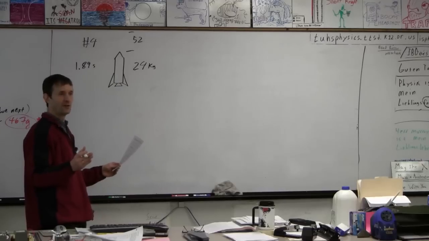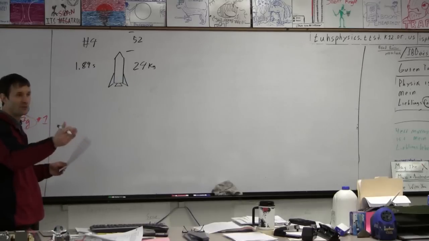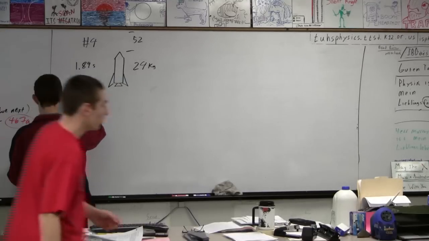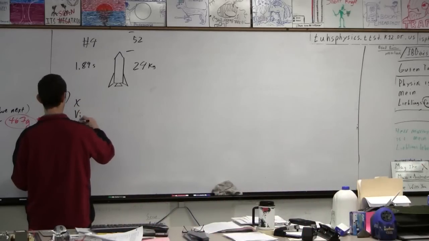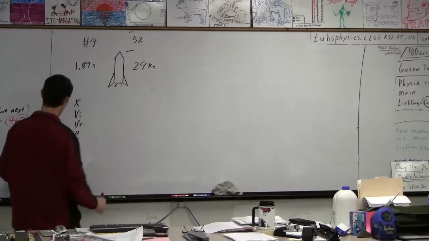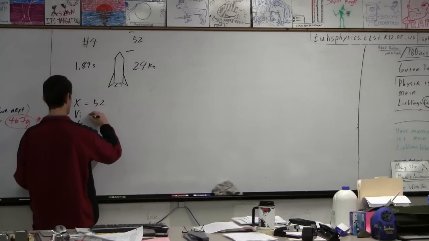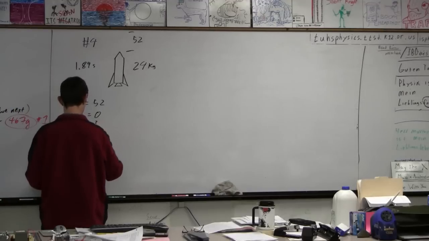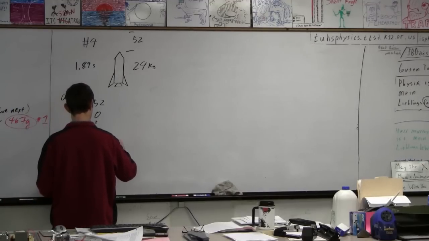Not velocity. You're not going to find velocity. What do we care about? Acceleration is what we care about, right? Okay. So, I mean, we could do that by finding velocity, but that's really all we care about. So the first question is, what's the acceleration of it? We got x, vi, vf, a and t. x is 52. Initial velocity presumably is 0. Final is, we don't really give a hoot, but we could use it, right? And then the time is 1.89 seconds.